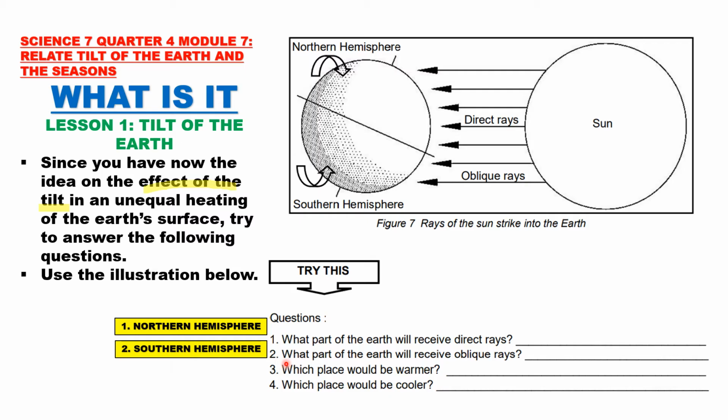3. Which place would be warmer? So in our discussion, we said that the direct rays of the sun causes the warming of the surface. So it would be warmer in the northern hemisphere. 4. Which place would be cooler? If oblique rays of the sun fall on the surface, then that surface would be cooler. So it would be cooler in the southern hemisphere.